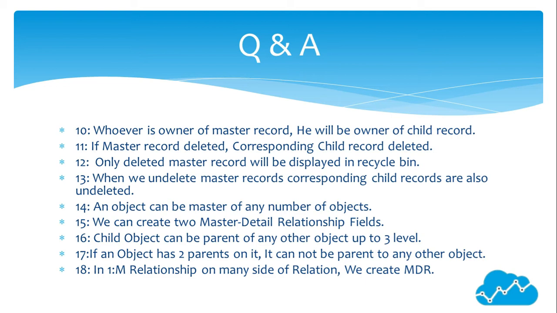We can create two master detail relationship fields. A child object can be parent of any other object up to 3 levels. If an object has two masters on it, it cannot be parent to any other object. In a one-to-many relationship, on the many side of the relation, we create the master detail relationship.